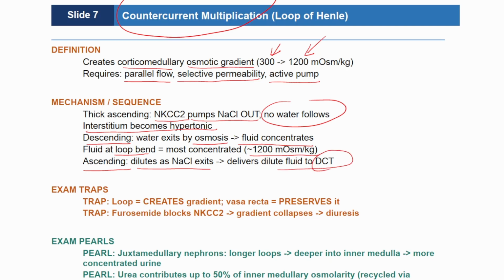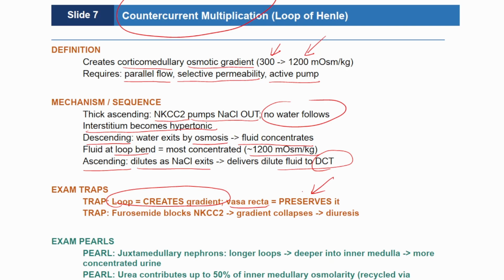When preparing for your exams, there are two critical traps to avoid. First, remember that while the loop of Henle creates this essential osmotic gradient, it is the adjacent network of the vasa recta that preserves it.